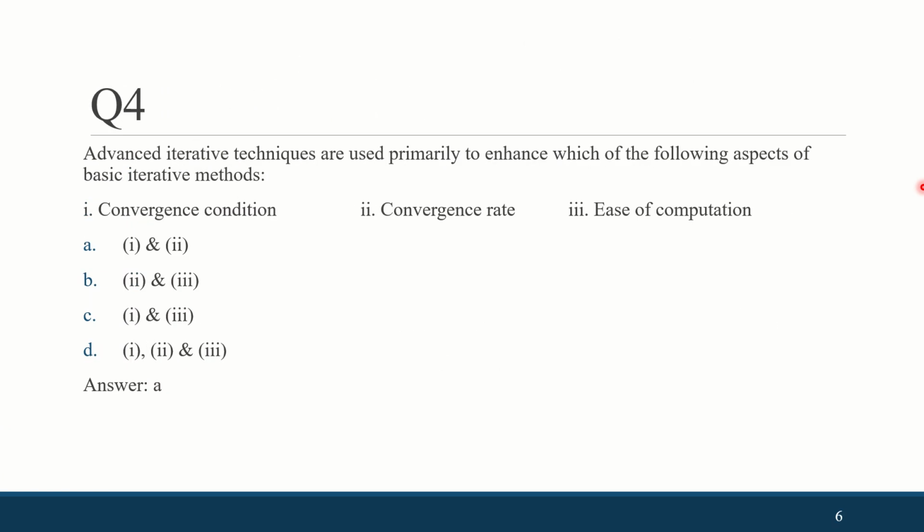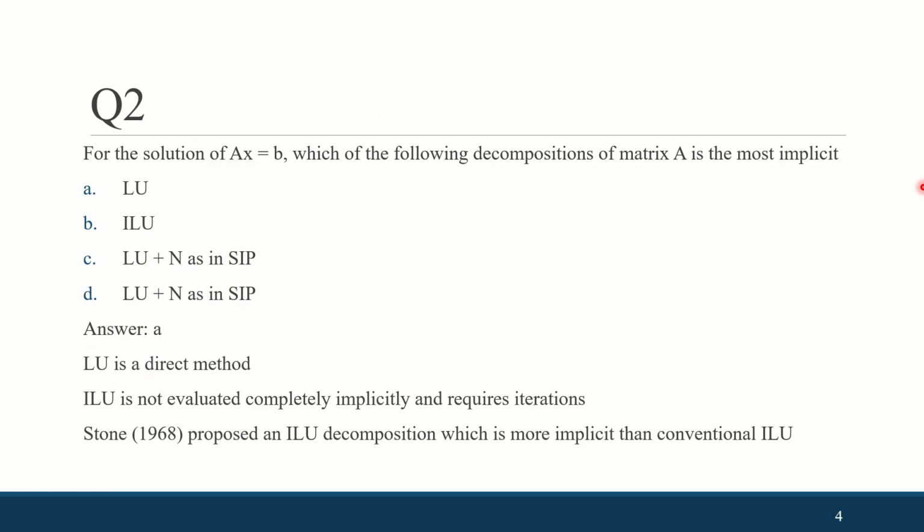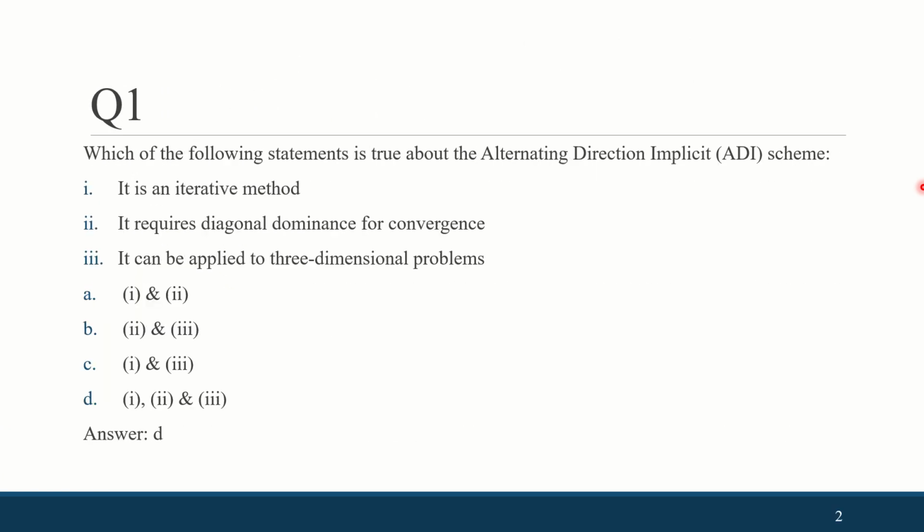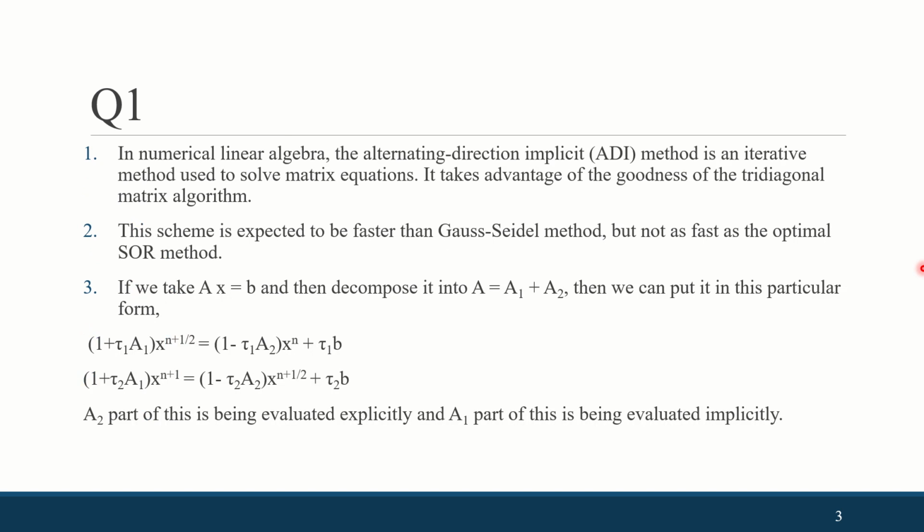Do any of you remember what was the question asked in the previous one? Yeah, okay. It is an iterative method. It requires diagonal dominance for convergence. It can be applied to three-dimensional problems. All three statements are correct. So basically, the answer to this problem was option D, which has all three options, 1, 2, and 3. So by now you would have gotten some idea.